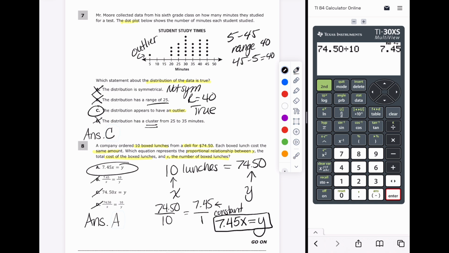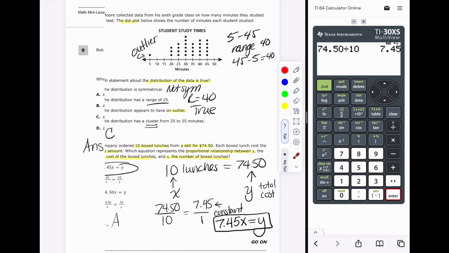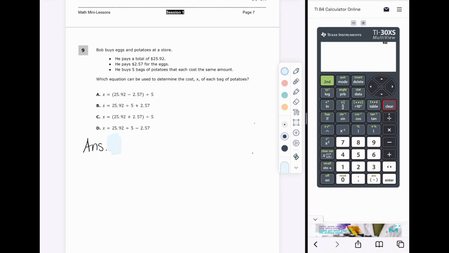All right, but you see how for this one I had to figure out what my y was first, that was easy. That was my total cost. I knew that. And I could only get my cost when I knew the number of lunches and how much I was going to pay. But I had to figure out how much I was going to pay using some math. All right, hit pause and jot this down into your notes. Let's look at the answer for number 9.